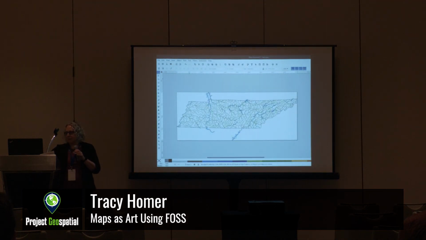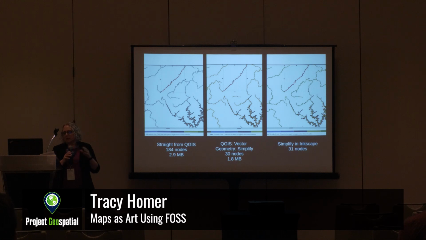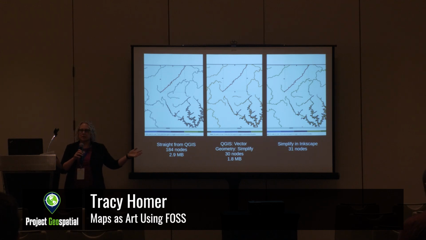almost ready to send to the laser cutter, except since it is such detailed information, the number of nodes in each of these lines is so huge. It makes the file size really large, and it makes everything very sluggish. Straight out of QGIS, that one red line had 184 nodes in it, which is a lot, especially if you have 1,600 rivers. QGIS has a vector geometry simplify tool, which got that down to 30 nodes.